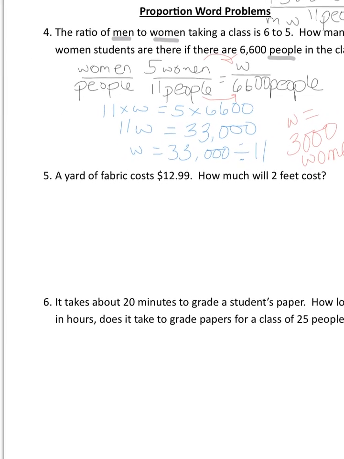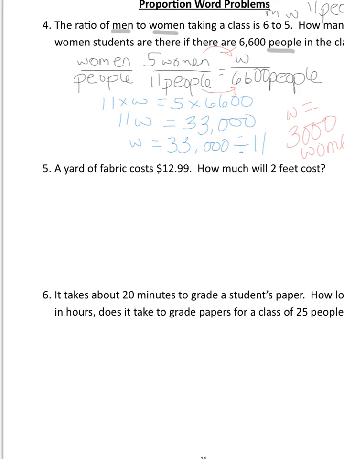Number 5, a yard of fabric costs $12.99. How much will 2 feet cost? Let's take a look at our units. A yard of fabric costs $12.99. How much will 2 feet cost? Uh-oh, this could be a problem. We have yards, money, and feet.